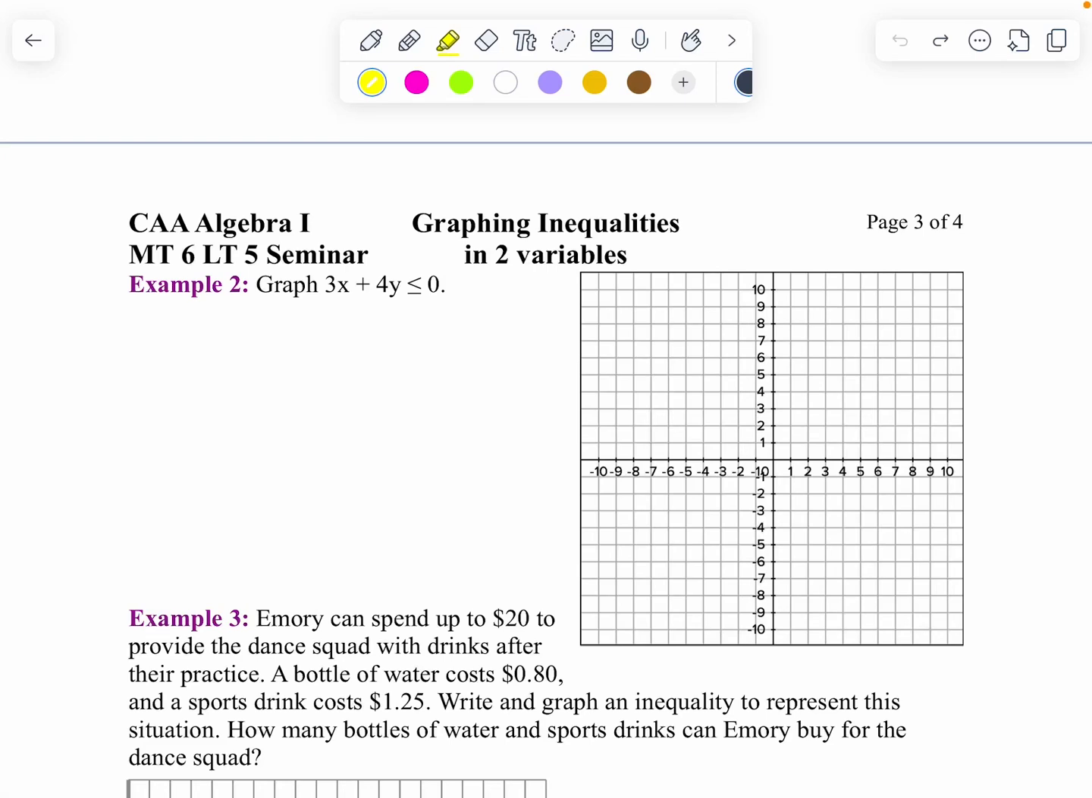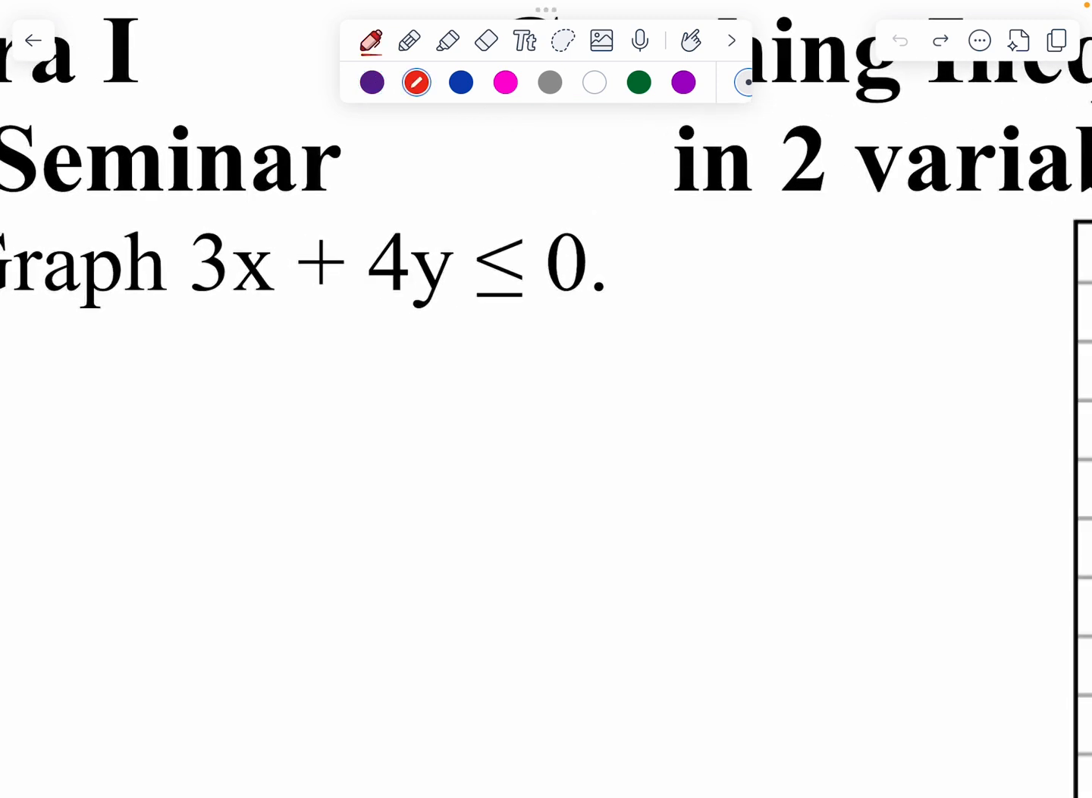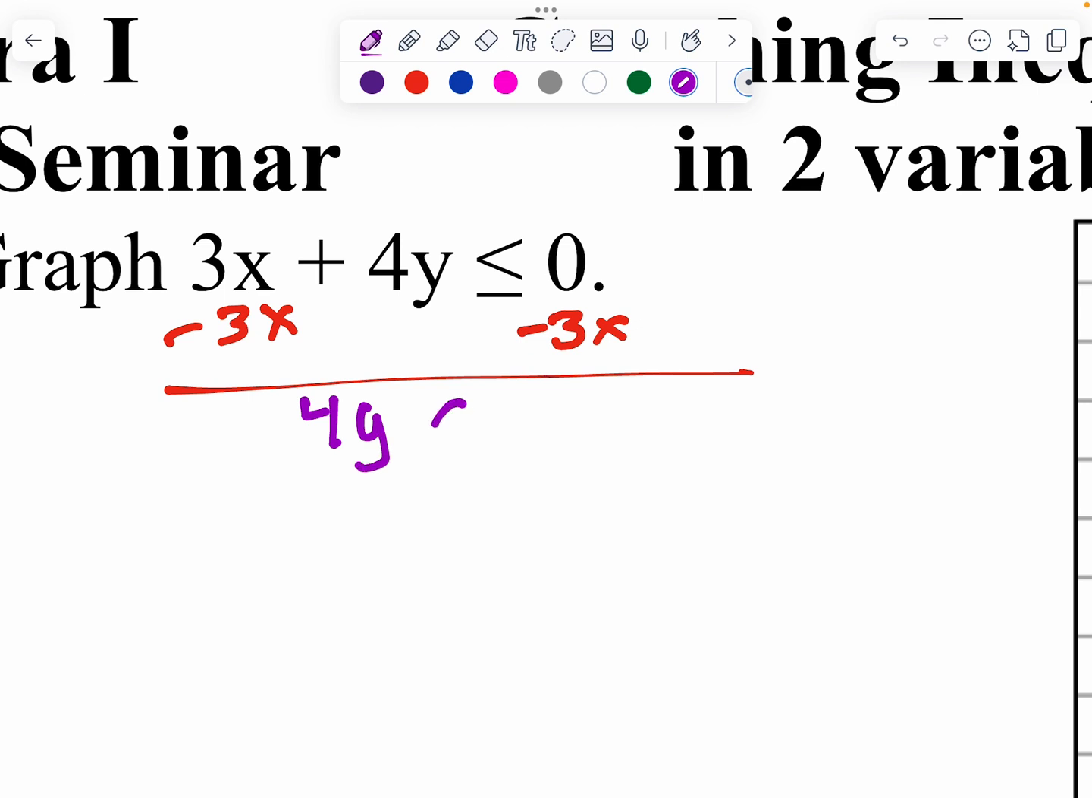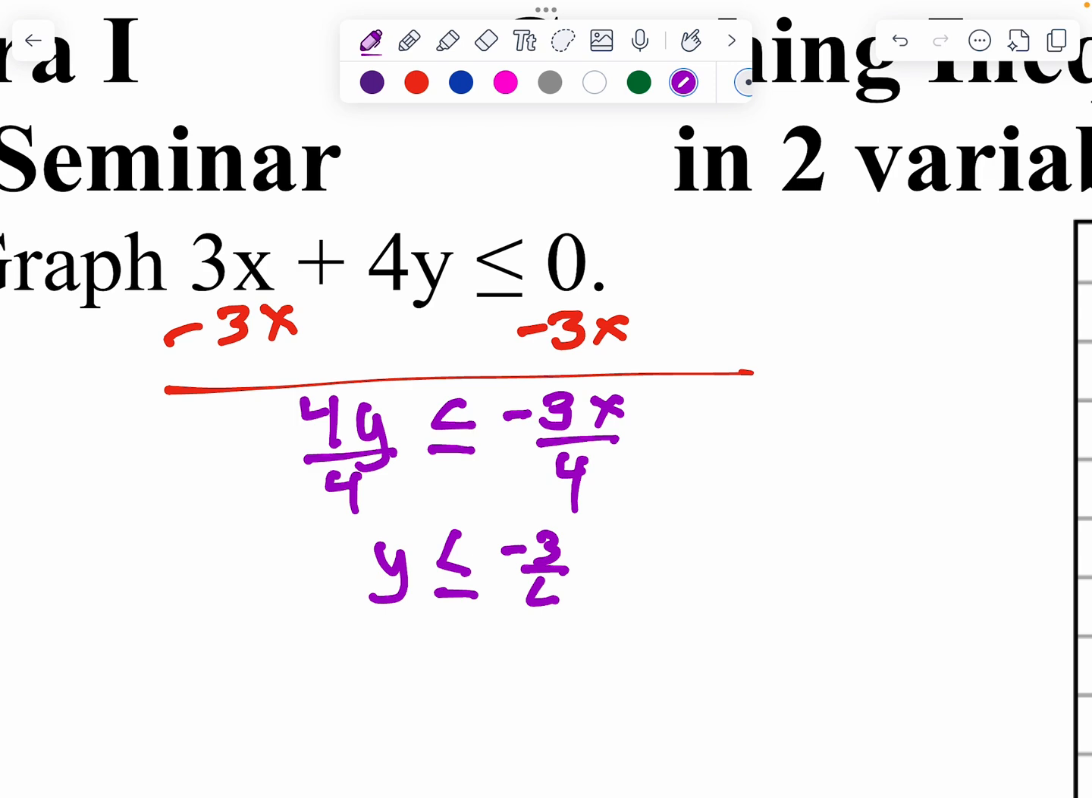Another inequality here, but this time instead of doing the intercepts, let's do slope-intercept. So I want to get y by itself. The first thing we're going to do is subtract 3x from both sides, and we're going to get 4y is less than or equal to negative 3x. Divide by 4. y is less than or equal to negative 3/4 x.